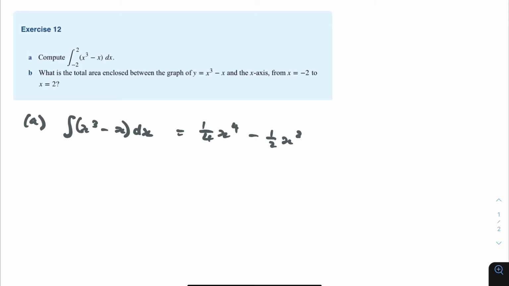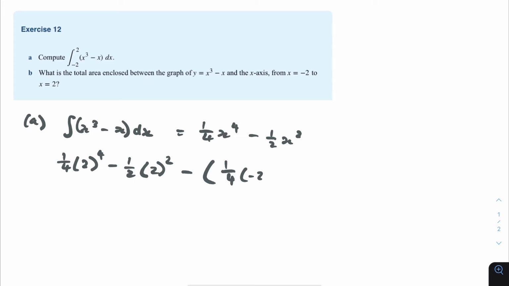Okay, and now we just have to compute it, which means we do 1 over 4, then we put the higher bound in, minus 1 over 2, higher bound in, minus, and then we put the lower bound in. Oops, not 2. And I think it's important to realize, before we even go further, that all of these powers are even. That means the number inside is going to be an even number as well.